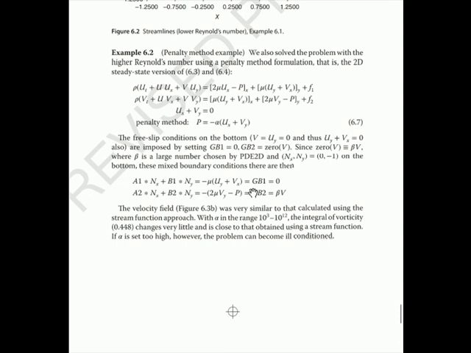Now, on the other part of the boundary, we want V to be 0.